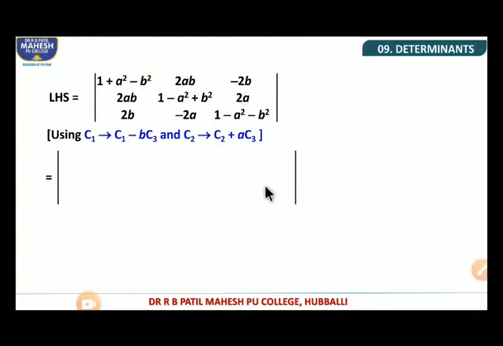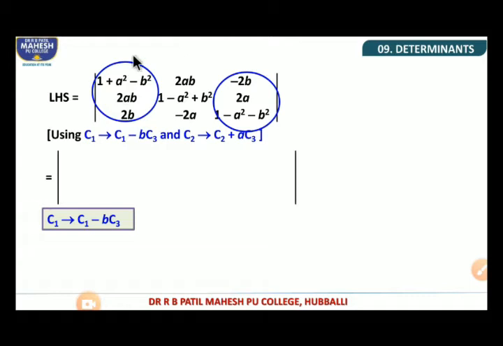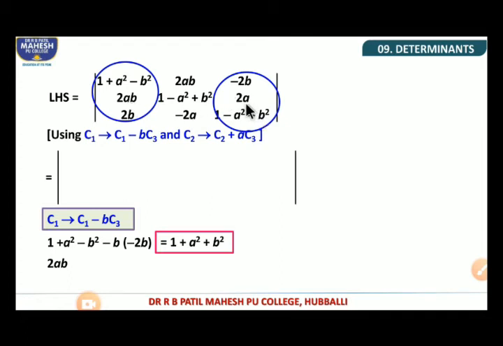Let us consider the first operation, c1 changes to c1 minus b c3. Consider the first term 1 plus a square minus b square, and minus b into minus 2b becomes plus 2b square. Add with this minus b square, so we have 1 plus a square plus b square. Next, consider 2ab minus b into 2a. It becomes 2ab minus 2ab, which is equal to 0.